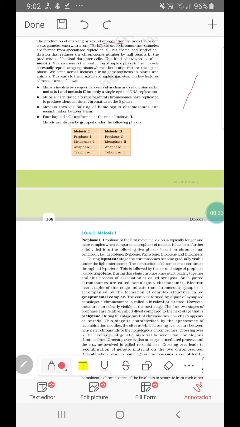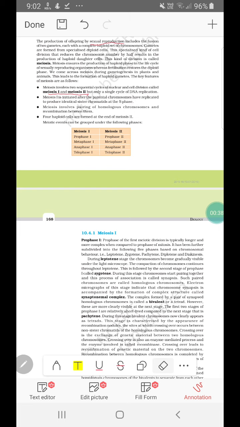Now, in meiosis, there are two phases. One is meiosis 1 and another is meiosis 2. But there is only a single cycle of DNA replication. Now, let us look at what is happening in the two phases.